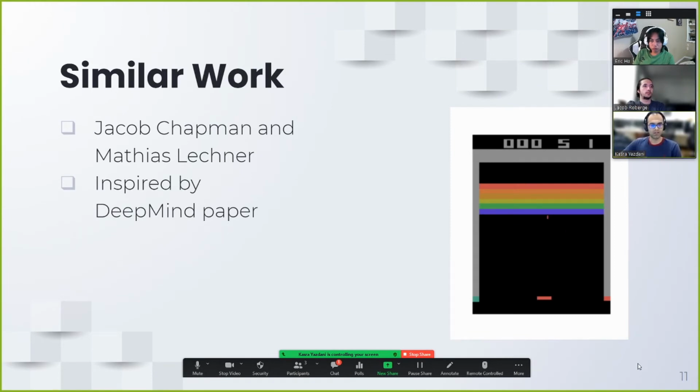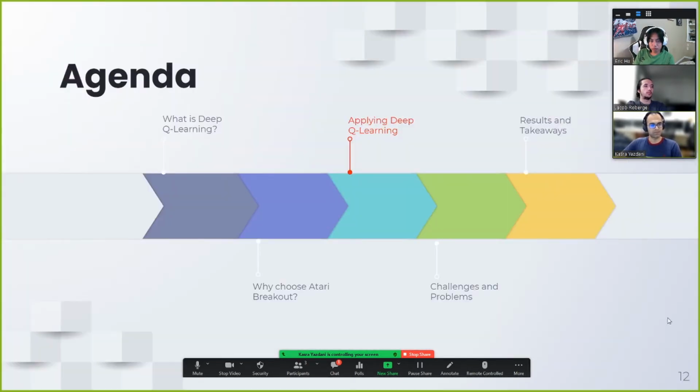Other work in our area is by Jacob Chapman and Matthias Lechner, who used the approach that the DeepMind paper used to play only the Atari Breakout game. In their implementation, they used TensorFlow as the backend. They ran their algorithm for about 10 million frames to be able to beat the game of Atari Breakout.